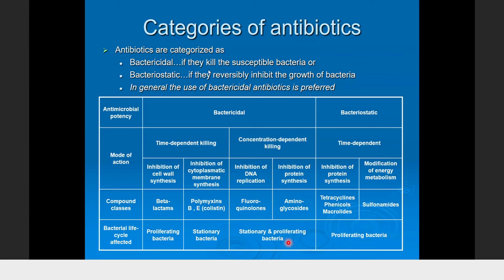So the bacteriostatic agents mainly act on the proliferating bacterial life cycle, whereas the ones that act on DNA and protein synthesis, which have killing ability, act on the stationary and proliferating bacteria, and the ones that act on the plasma membrane act on the stationary cycle of the bacteria.